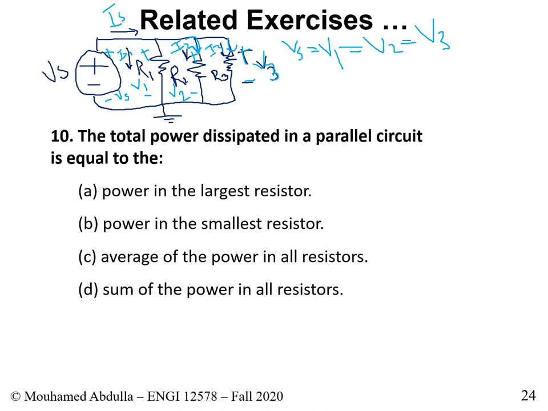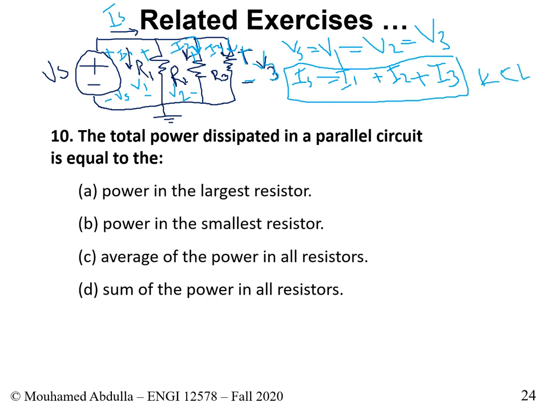Okay, so through KCL, we know that IS is equal to I1 plus I2 plus I3. So this is from KCL. And KCL is always related to a parallel circuit. KVL is always related to a series circuit. And this one here, this is true for a parallel circuit. Anytime you have a parallel circuit, this will be true. The voltage across the different components, as well as the source, will be the same.